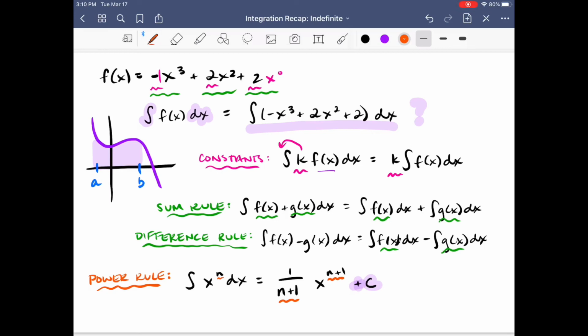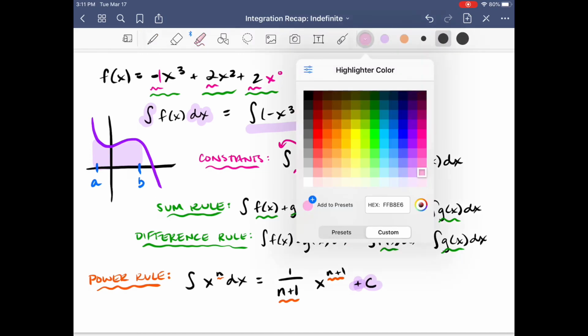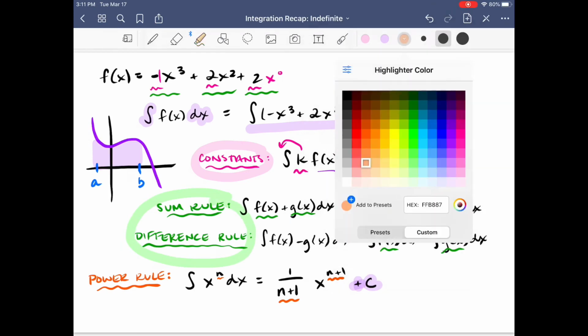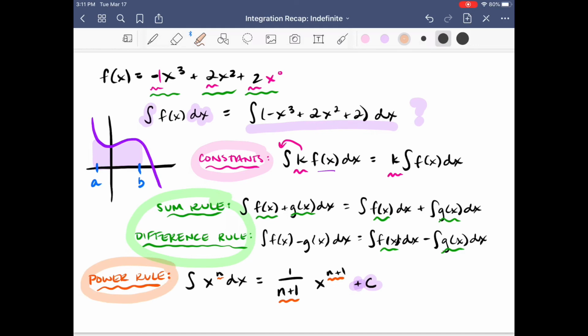So if we can remember our three rules that we have going on here, I have my constant rule, I have my sum and difference rules, and last but not least, I have my power rule. This will set us up for success in integration. And in fact, these are the only three rules that I need to solve the function up above to take the integral right here. So I am all set and ready to do that. And that's what we're going to be doing next.